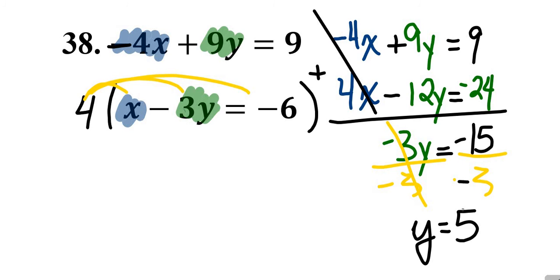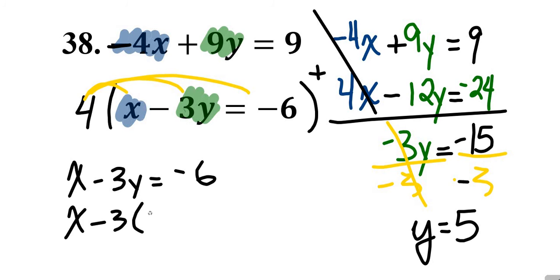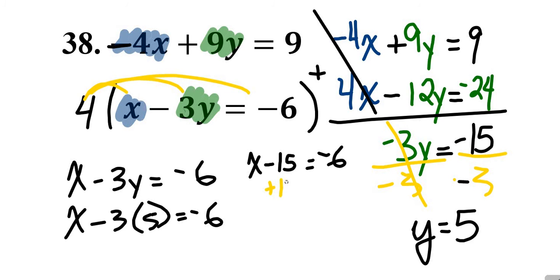Now to solve for the x, you simply plug it into either equation. So I'm going to plug into the second equation, x minus 3y equals negative 6. It's going to be x minus 3 times 5 equals negative 6. And I solve and I get x equals 9. So my ordered pair solution is 9, 5.